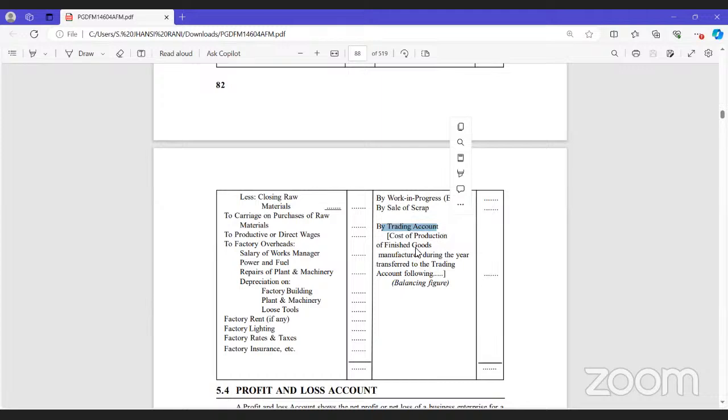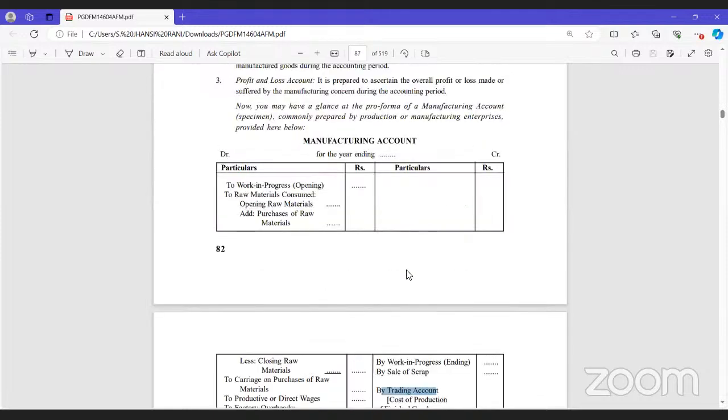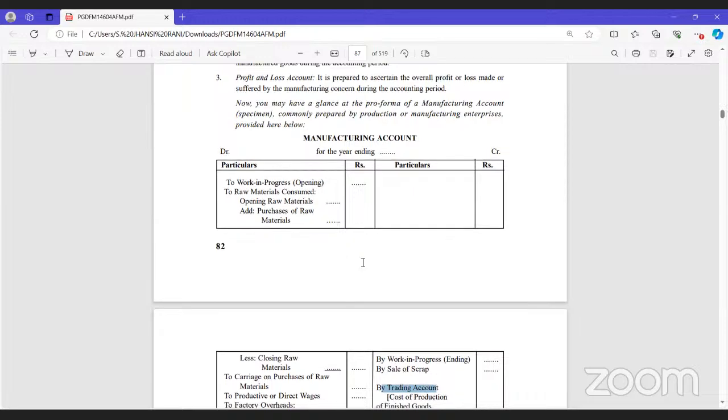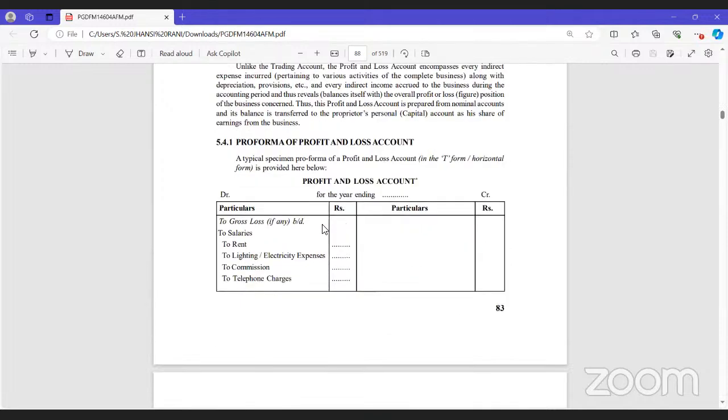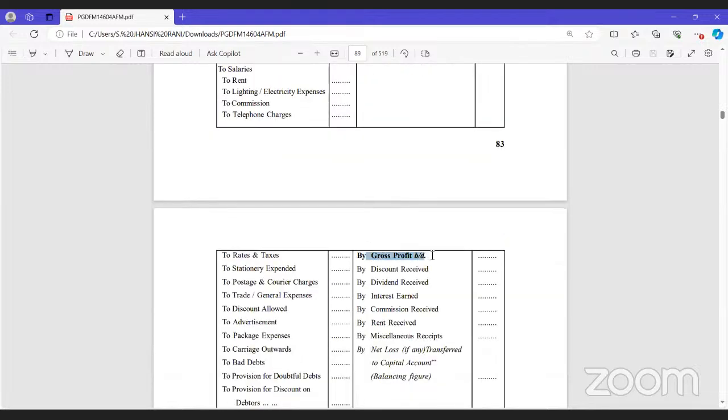Then continues the remaining trading and profit and loss account. Again, here also we will have closing work in progress and opening work in progress, meaning still they are producing. That will be there. It's a continuous cycle. Next, you can see here the profit and loss account. If it is a gross loss, we'll bring it from the trading account and write it on the debit side. If it is a gross profit, we write it on the credit side from the trading account.